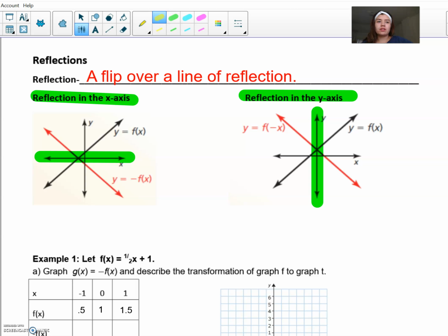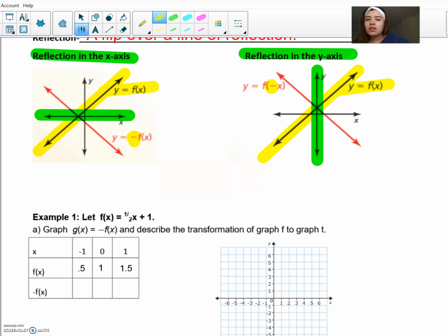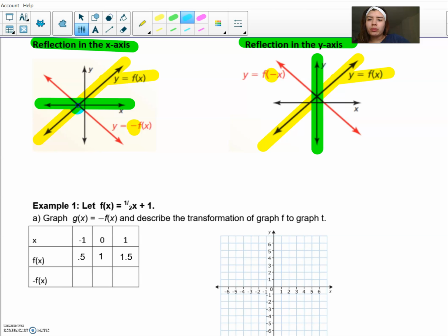Now, just like translations, we have to think about the positioning of our negative signs. So for the reflection over the x-axis, we have a negative on the outside. So we have our parent function, and we apply a negative sign to the outside. And eventually that'll look like distribution. So we have our parent function for the y-axis, and the negative sign is applied to the inside, which means it's stuck right with x. And it always flips right at that point where it crosses that specific axis.